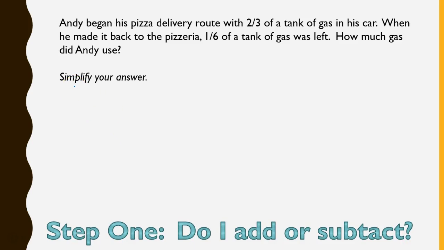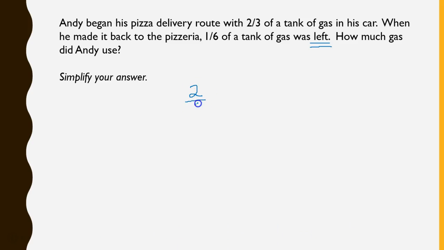Okay, so step 1, we need to decide if we're adding or subtracting here. Well, he started with 2/3 of a tank of gas, and we know that he used some. And it also says that 1/6 of the tank of gas was left. That's our clue word that we'll subtract. So we'll be subtracting. So we're going to write that down.